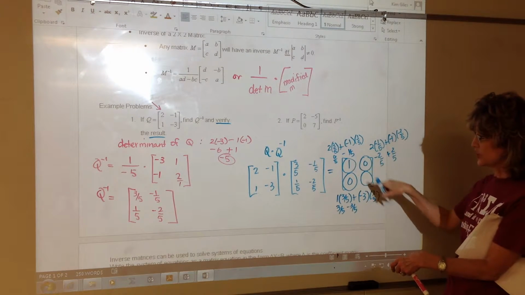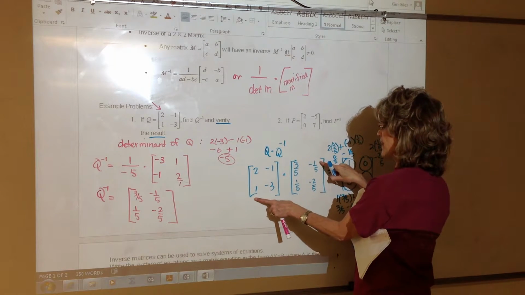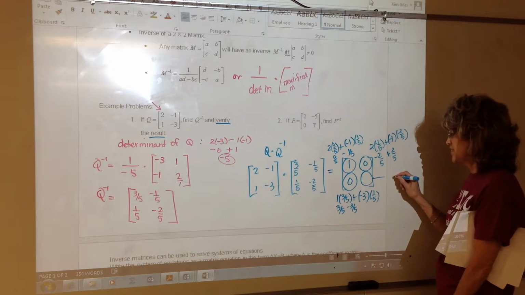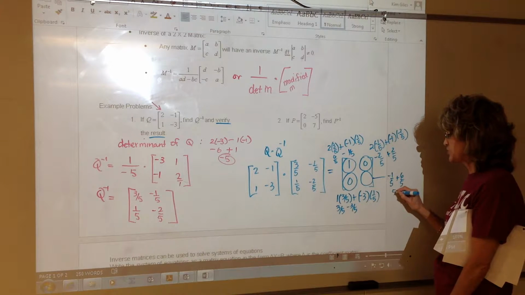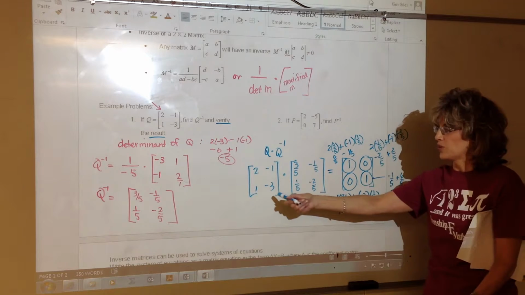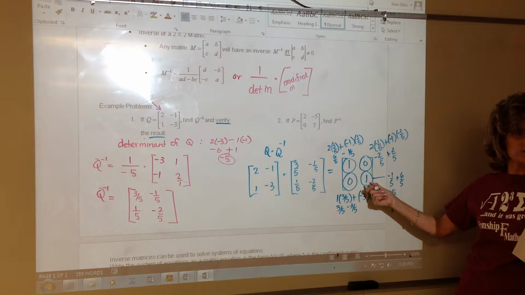So for the last entry right here, if this is really going to be the identity, I should get a 1. It's row 2, column 2, -1/5 plus 6/5. If you do -1/5 plus 6/5, that gives you 5/5 or 1. So when you do Q times Q inverse, we get the identity.